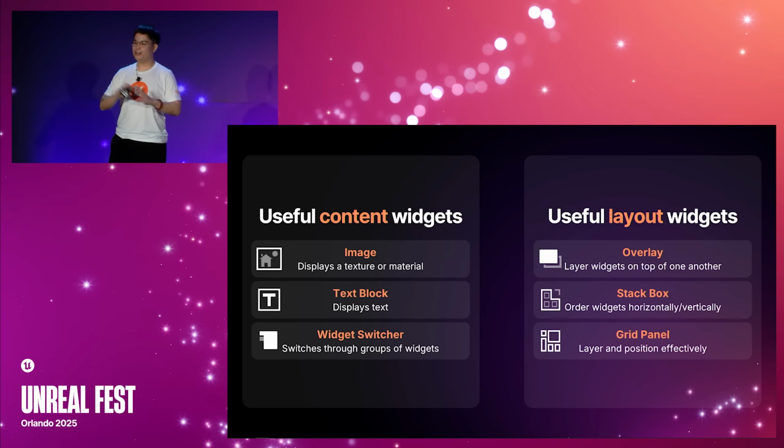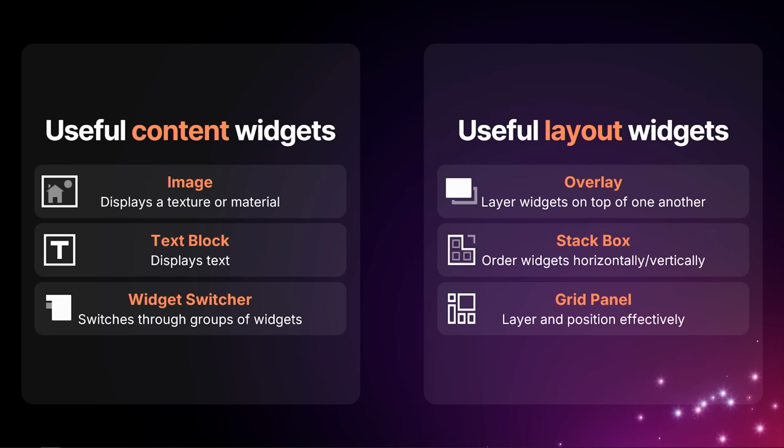So to get you started off, these are really the 6 widgets that you really need to keep in mind when you're developing in UMG, when you're getting started and you're not sure where to go, right? You can use an image, text block, or widget switcher to display your content and cycle through them from assets in your content browser, but in addition to that, use layout widgets such as overlay, stack boxes, and grid panels to start manipulating and creating pretty unique layouts for your UI.